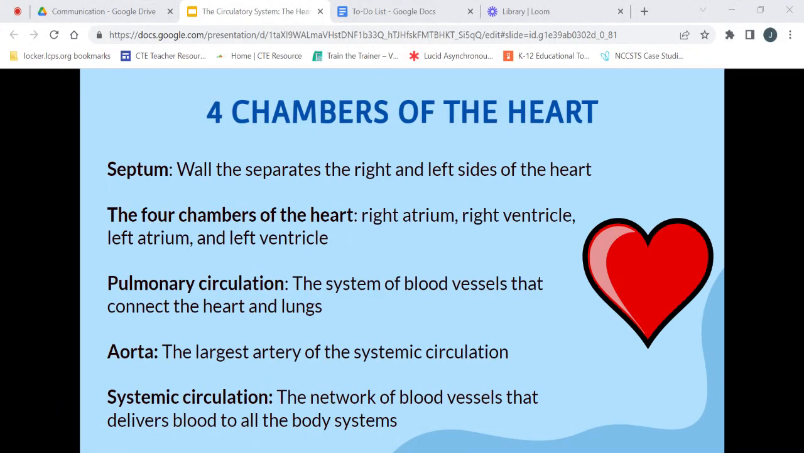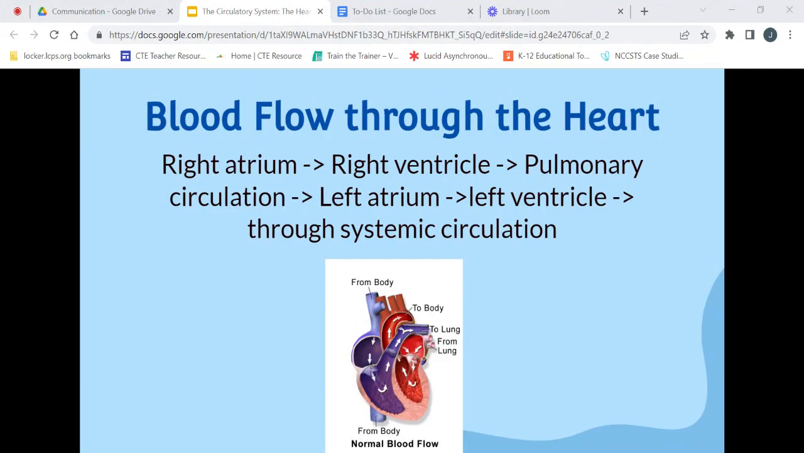The wall between the atria is known as the interatrial septum. The wall between the ventricles is the interventricular septum. And a small muscular pouch called the auricle increases the surface area of each atrium. So, blood flow through the heart: it goes right atrium to the right ventricle, then through pulmonary circulation, where it gets oxygen, then to the left atrium, left ventricle, which pumps it into all the body systems.